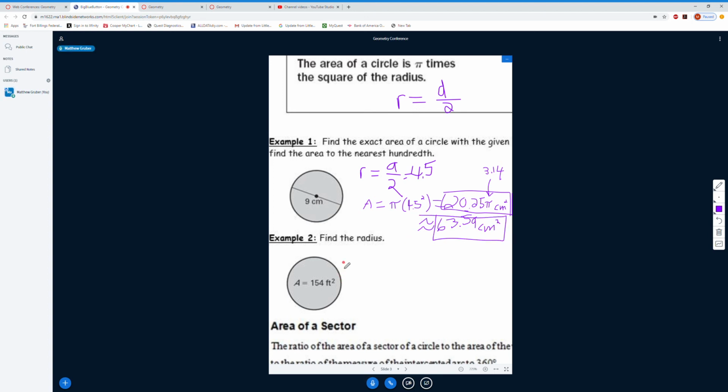This one says find the radius. We know the area. Well, if the area equals pi r squared, plug it in. We know the area, so plug it in on this part of the formula. So we can use this formula backwards. I'm going to use 3.14 to get my solution. It'll be pi r squared. Divide both sides by 3.14, you'll get 49.04 equals r squared. Well, if that's what r squared is, to find the radius, we take the square root of both sides, and r is going to be just about 7 feet.